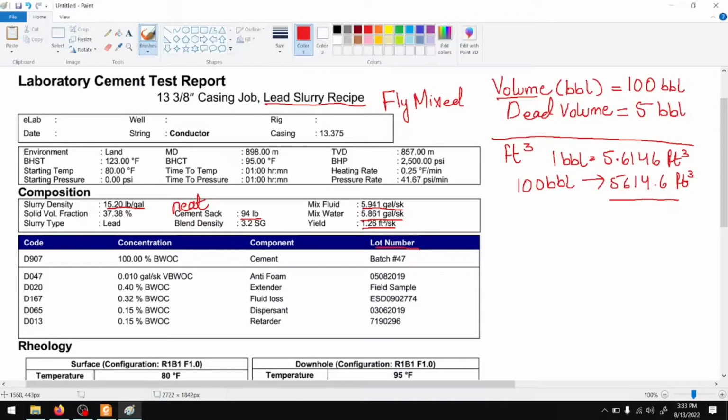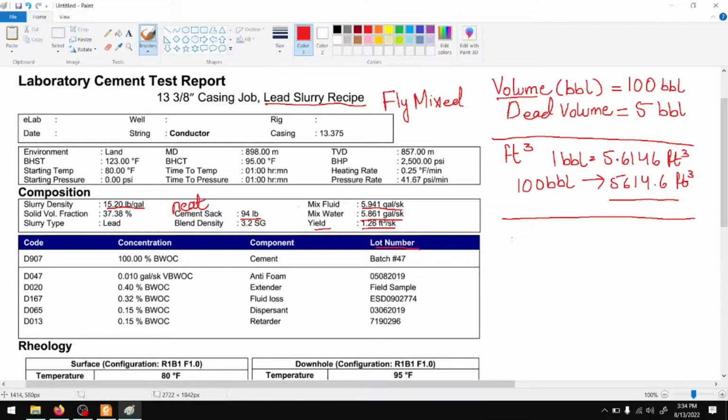The first thing you need to calculate is how much dry cement, cement powder, you would require. The first thing for that is your yield. Our yield, notice the units, is in cubic feet per sack. What it means is that 1 sack of cement gives you 1.26 cubic feet of slurry once you mix in your mixed fluid.